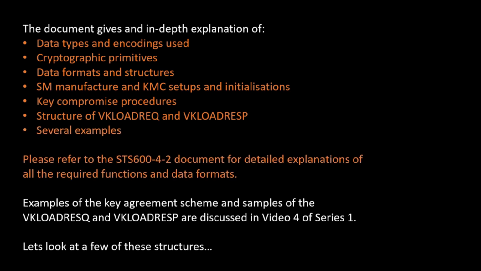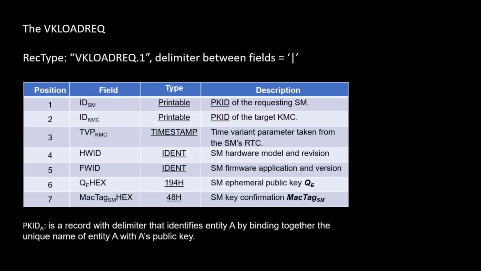Please refer to the STS600-4-2 document for detailed explanations of all the required functions and data formats. Examples of the key agreement scheme and samples of the VK load request and response are discussed in video 4 of series 1. Let's look at a few of these structures.